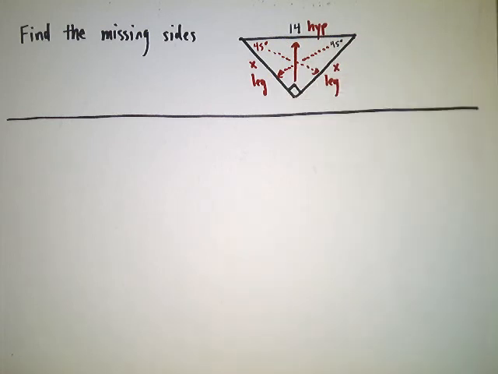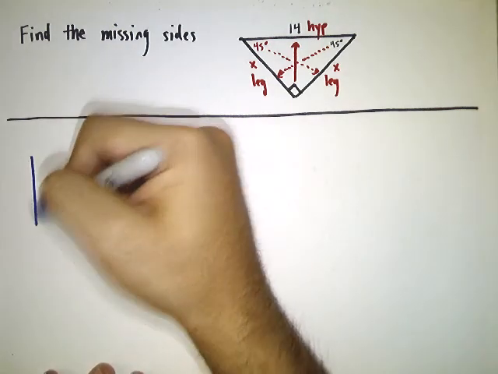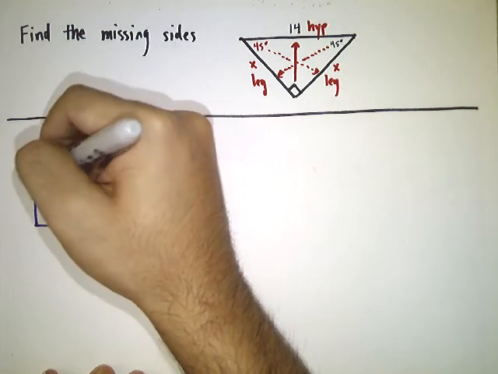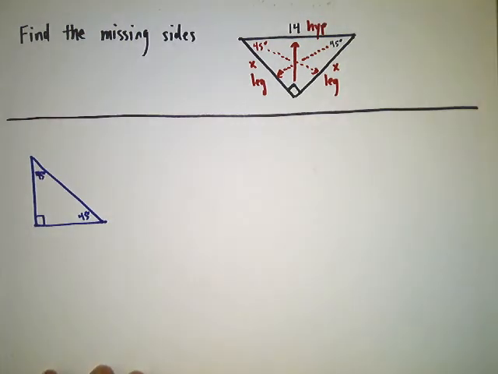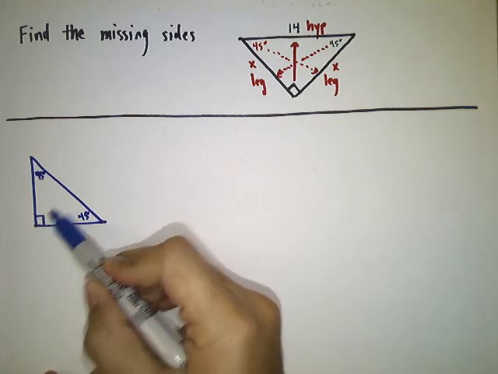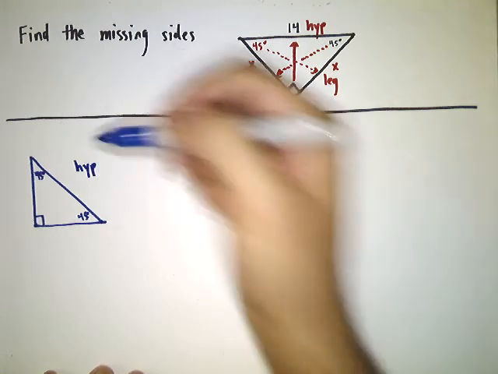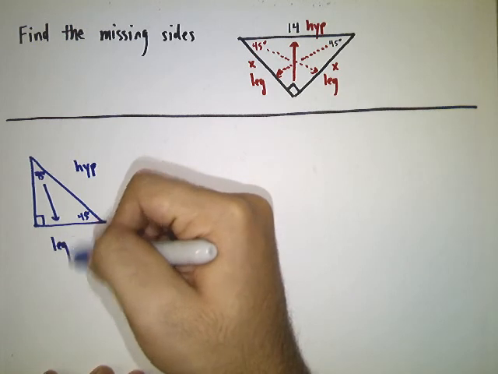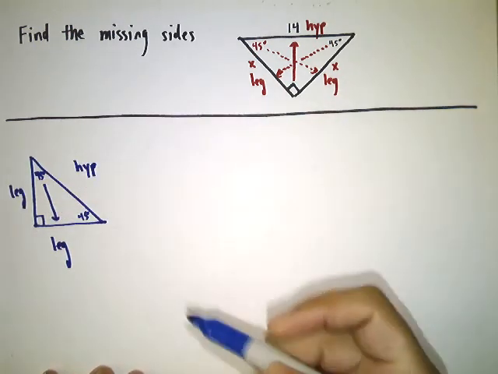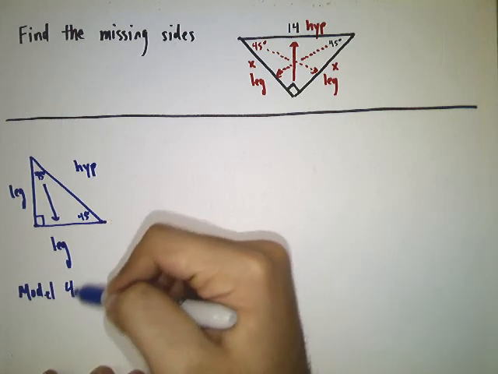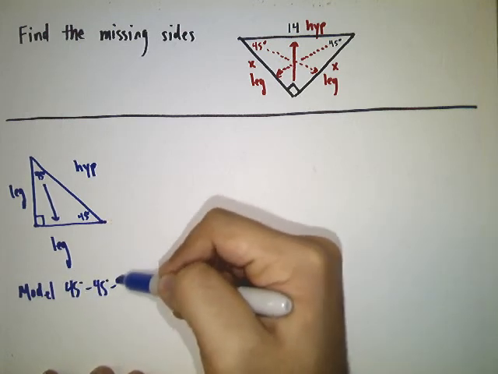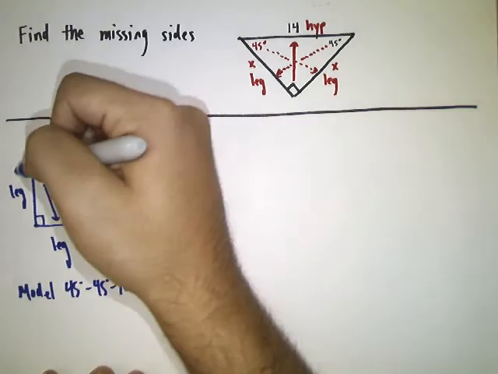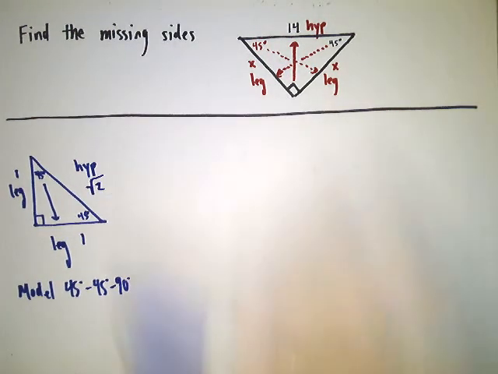So let's go ahead and draw our model triangle. We have 45 degrees, 45 degrees, and 90 degrees. Opposite the 90-degree angle, that's the hypotenuse. Opposite the 45-degree angle, that's the leg. And of course, we have another leg as well. In our model 45, 45, 90, the legs are 1 unit long, and the hypotenuse is root 2 units long.